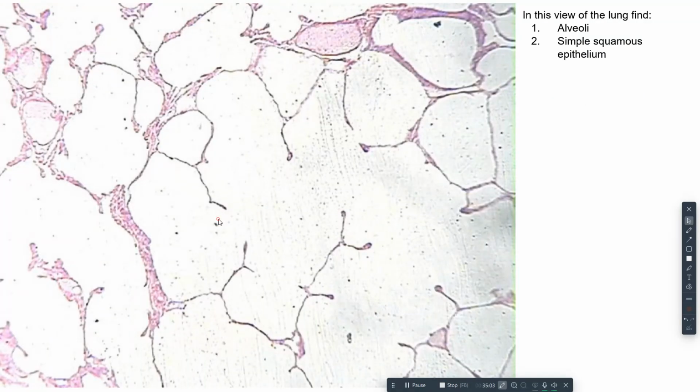All right, I got another lung for you to look at. Find me some simple squamous epithelium. Find me some alveoli in this one. Come talk to me if you're stuck on this or on anything.